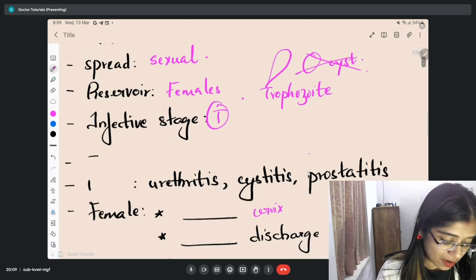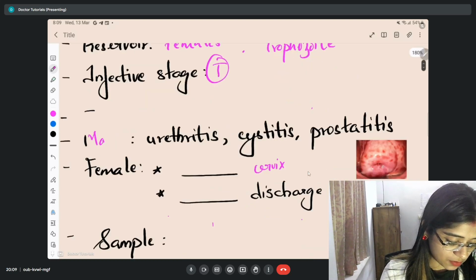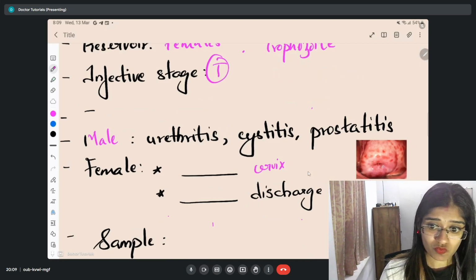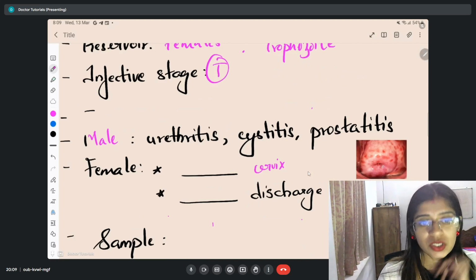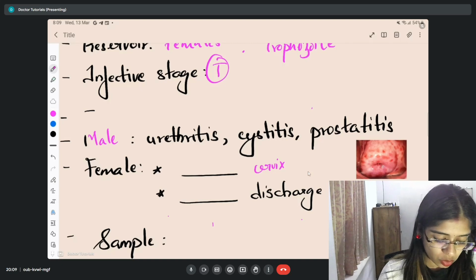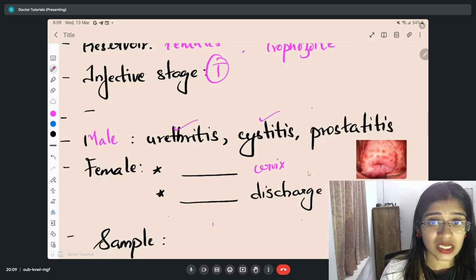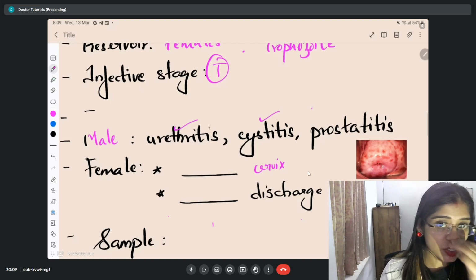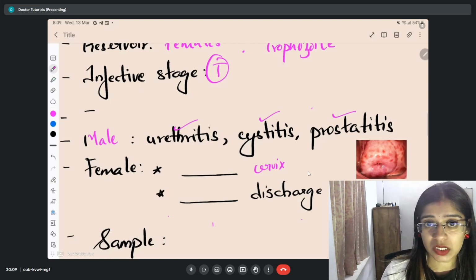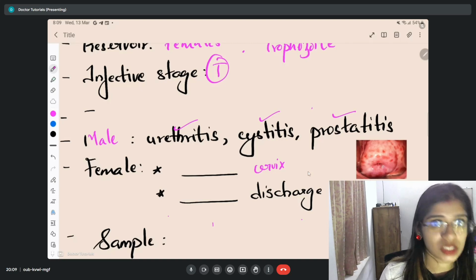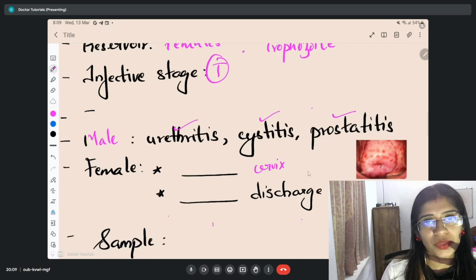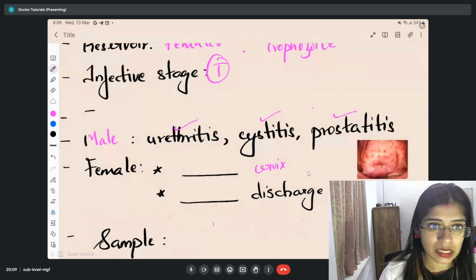Now, how does it manifest in males? In males, it manifests as urethritis, clinical features, okay? Urethritis, which is inflammation of the urethra. Then it manifests as cystitis. What is cystitis? It is inflammation of the bladder. Then it causes prostatitis. What is that? It is inflammation of the prostate gland. It's part of the reproductive system in males, okay?